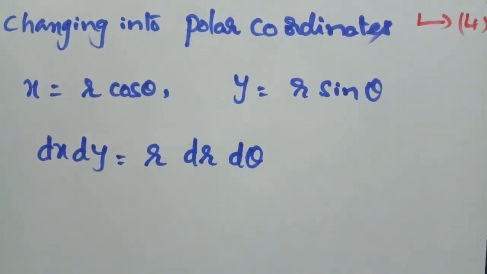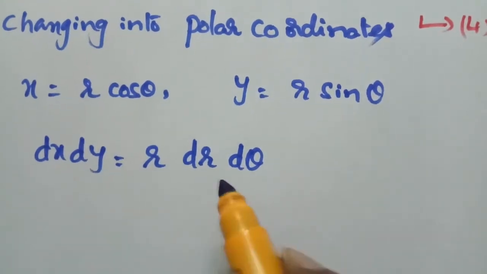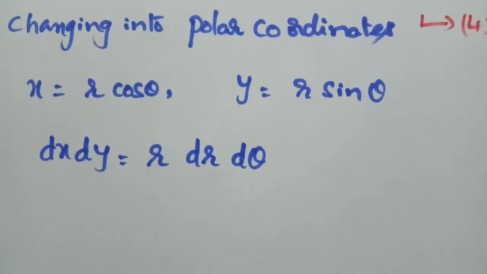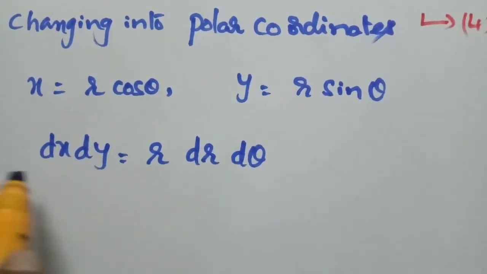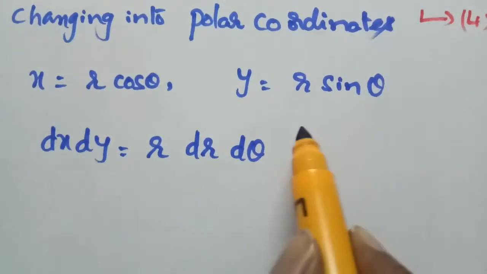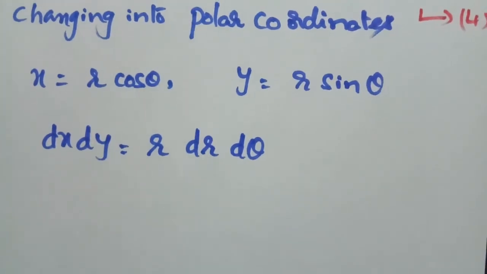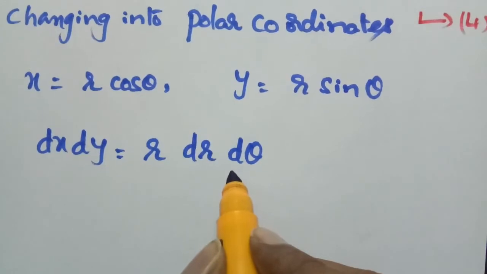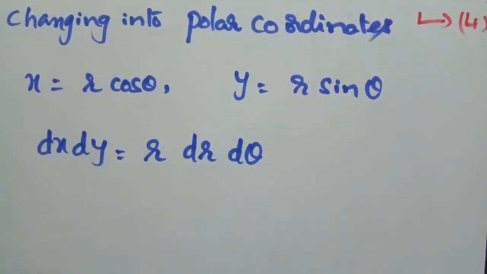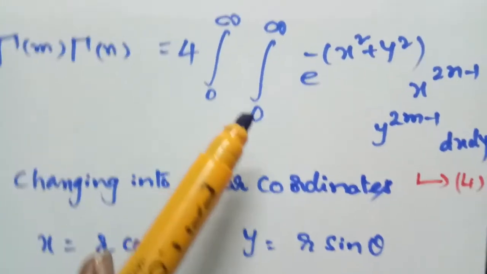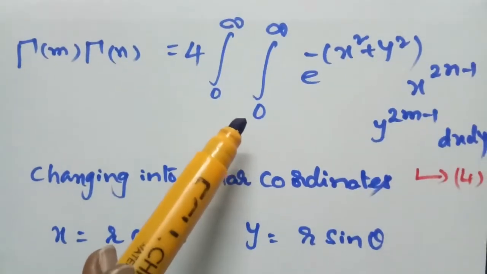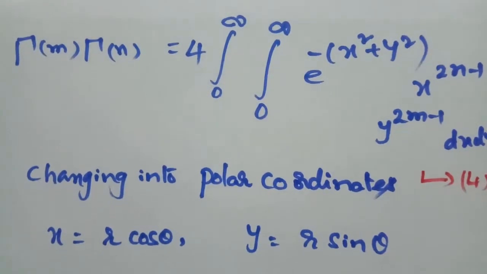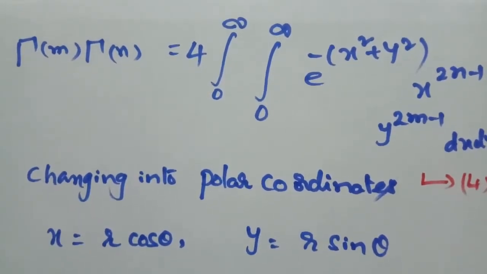So by the Jacobian, we have to transform the variables from Cartesian to polar and use this result: x equal to r cos theta, y equal to r sin theta, and dx dy is equal to r dr d theta. Now here the limits of the x variable are 0 to infinity, and the y variable is 0 to infinity. That means the entire first quadrant.